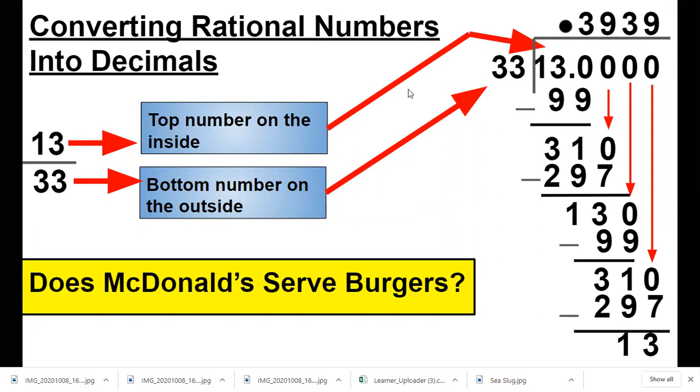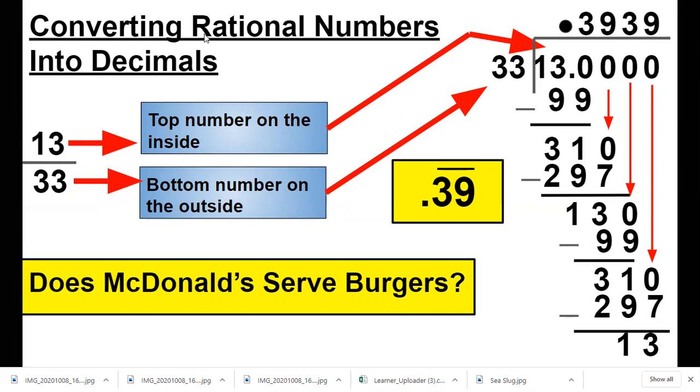So I can stop dividing when I have a repeated decimal. Remember, when we either get to a remainder of 0 or a repeating decimal, we can see this is going to keep repeating. So our answer is 0.39 with a line over the 3 and the 9. This bar over the number means that 3 and 9 repeat. 39, 39, 39, 39, forever and ever and ever, just like our parrots.